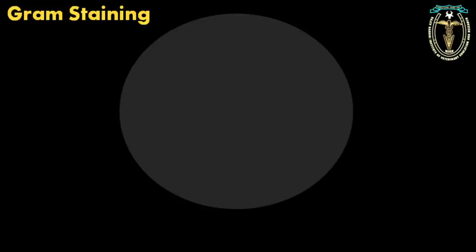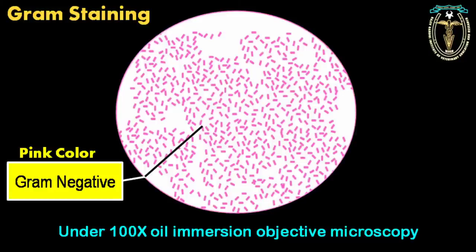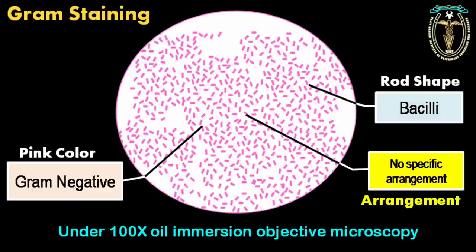Next, on microscopic examination, if you are observing this type of microscopic features based on coloring property, since the microorganisms here are stained pink color, they are gram-negative organisms. Then, here the organisms are rod shape. So, they are bacilli. Next, the arrangement. There is no specific arrangement noticed.